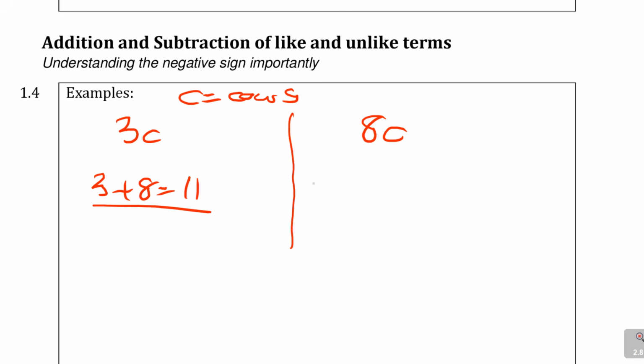So now the total number there is 11C, meaning 11 cows. Don't forget the C. C stands for cows. That's how you add these things.